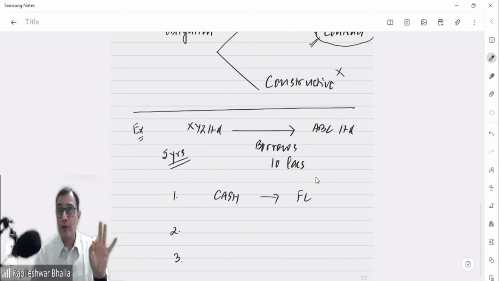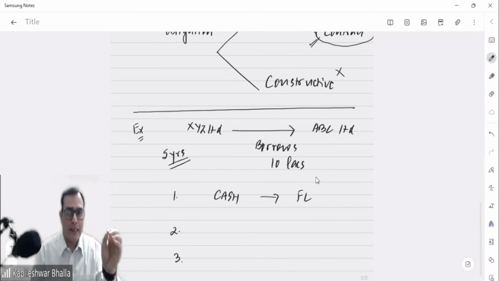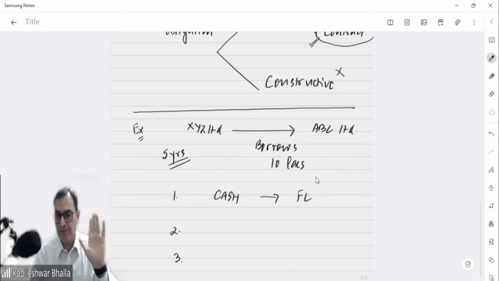Now, you would also like to know the logic. Don't worry, the logic will come very soon. But I'm just going to give you, first of all, the input. Then we'll understand the logic as well, why we are calling it a financial liability.